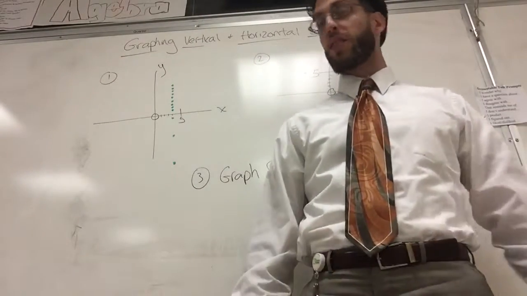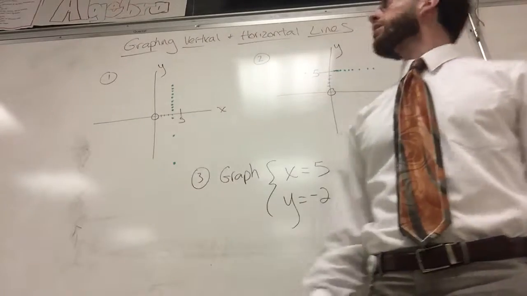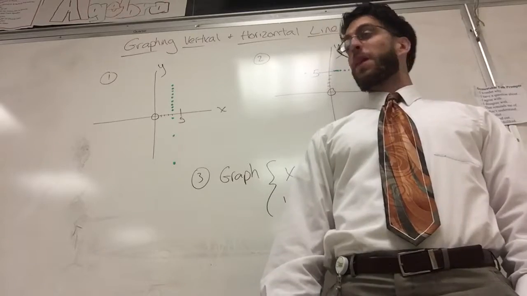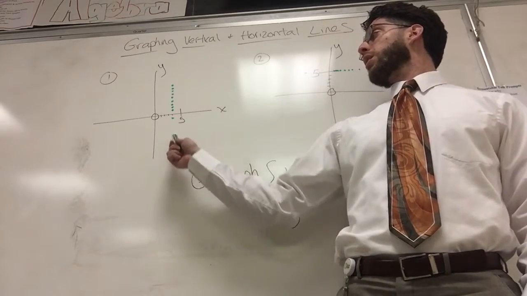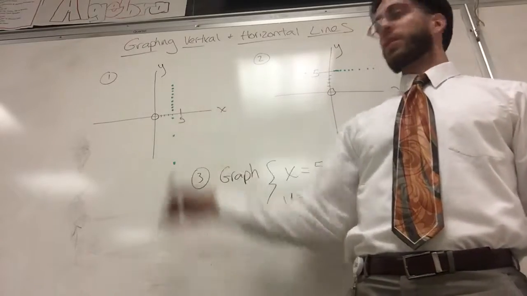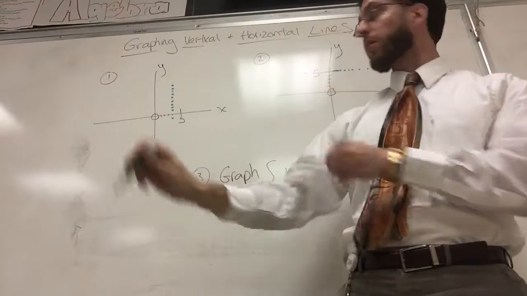What's up, math fans? Take a look at number one here. I'm doing graphing vertical and horizontal lines. So if you look at number one, can you see these green dots? Give me the coordinates of any one of these green dots. It's hard to tell. Let me add one more. Let me add one right here.